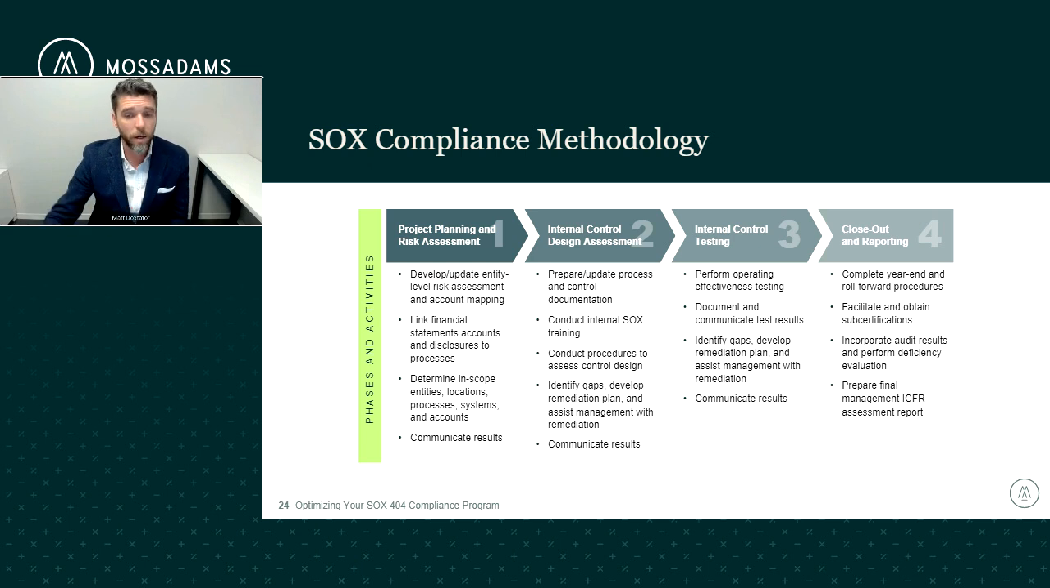Then in the control design assessment phase, phase two, companies document their processes and internal controls. They assess whether those controls are properly designed to address relevant risks, and then they remediate design gaps if they come up. Once controls are documented and design has been assessed, we move to phase three to test whether controls are operating effectively. Operating deficiencies would also need to be remediated throughout this process if applicable.